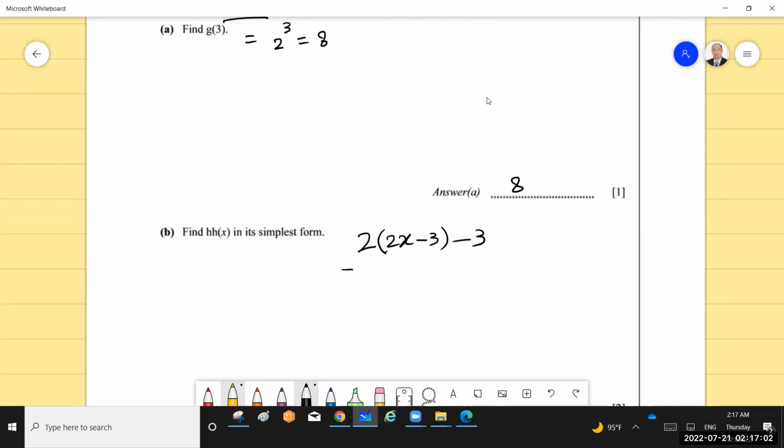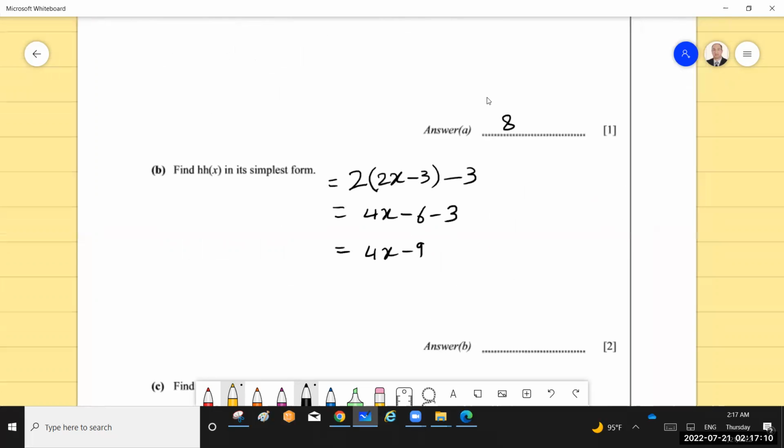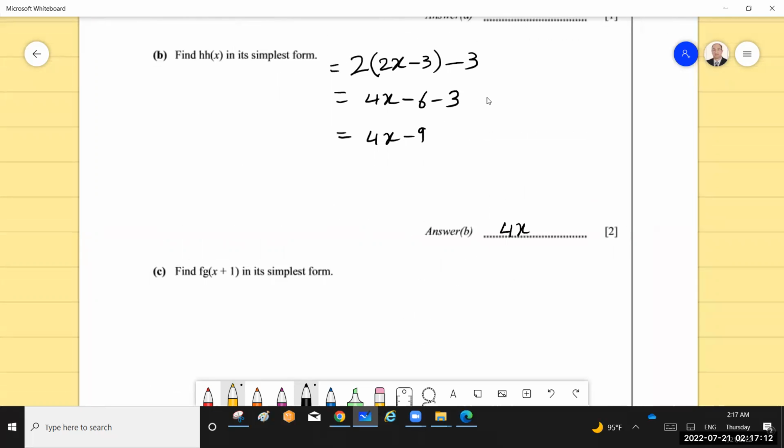So by simplifying this part, you have 4x minus 6 minus 3, 4x minus 9. 4x minus 9 is a composite function h of x. And find f of g of x plus 1. So you have to find f of g of x first, and after that substitute x plus 1 here instead of x in the function.